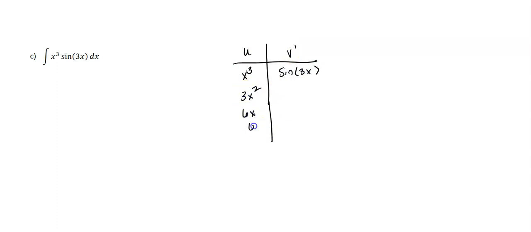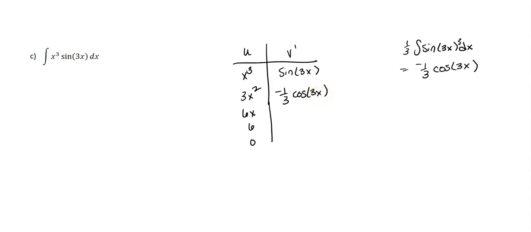And for this last one, I've got u, which I'm going to let be x cubed. I've got dv, or v prime, which I'm going to let be sine of 3x. So we'll differentiate here: 3x squared, 6x, 6, and 0. And v, the integral of sine of 3x, you notice that you would need a 3, which means we need a 1/3. And when you integrate this, you get negative cosine of 3x. So negative 1/3 cosine of 3x.